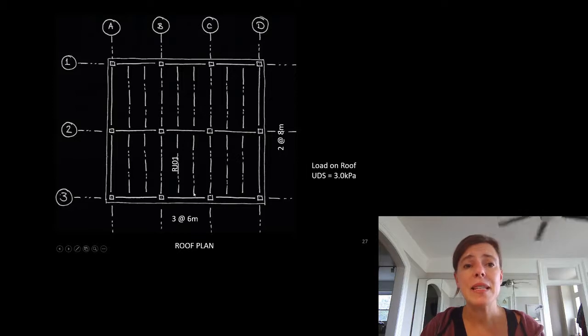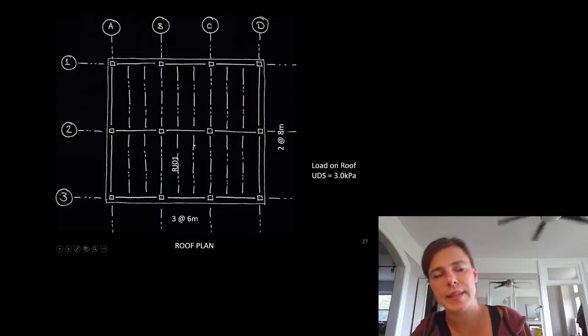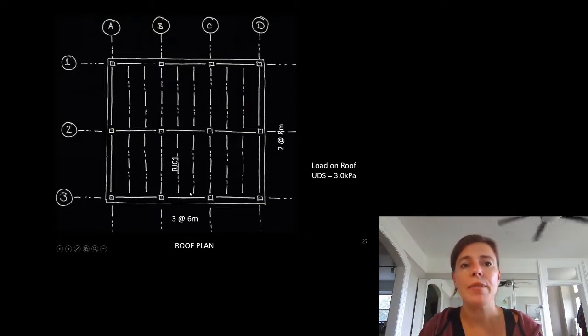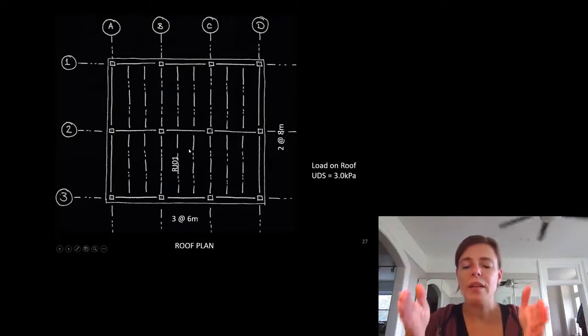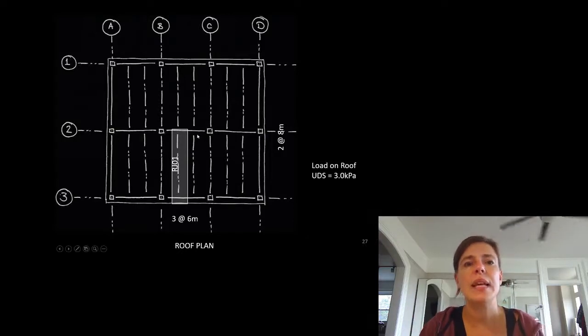So half of this width of this zone of roof goes to this joist. You know that in this zone of roof, intuitively, half of it is going to this side and half of it is going to this side, which means half of this dimension is going to this joist. So somewhere from here to here is going to be the width of roof that is loading that joist. Let's take a look at that.